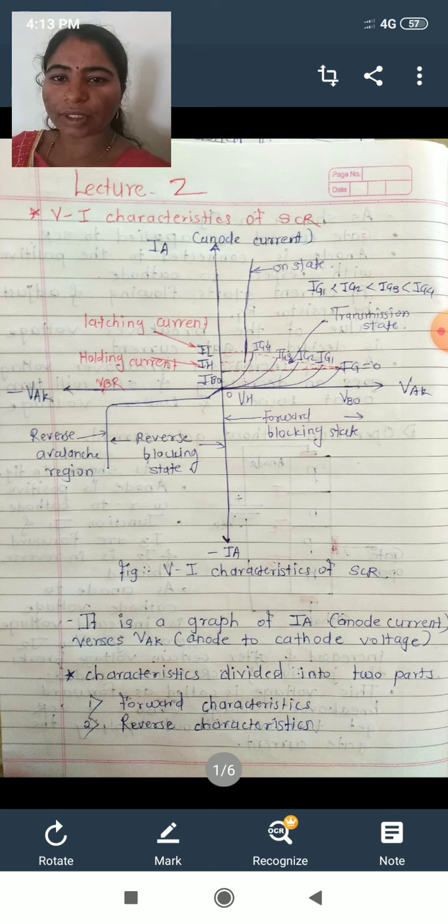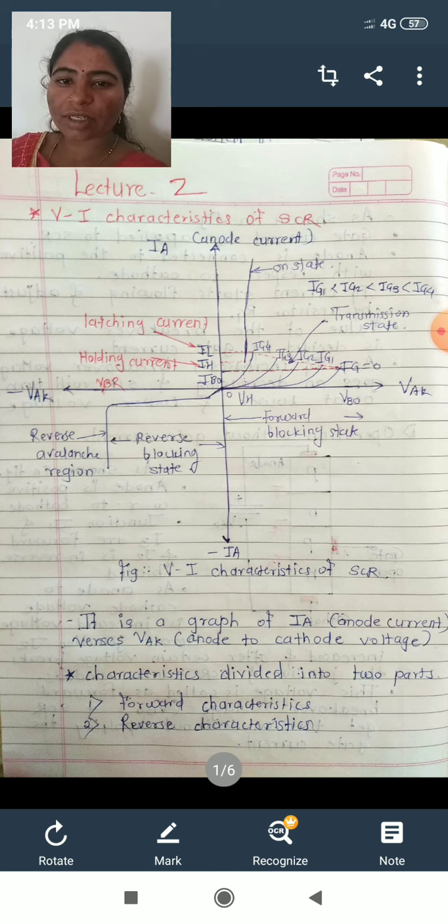See, as shown in figure, I draw the characteristics, that is the VI characteristics. VI characteristics is basically the graph of IA versus VAK. IA is nothing but anode current and VAK is nothing but the voltage between anode to cathode. Means we can say that it is the graph of anode current versus voltage between anode to cathode.